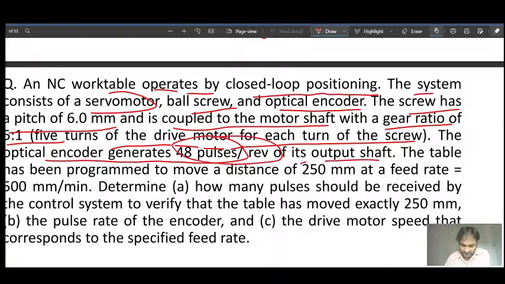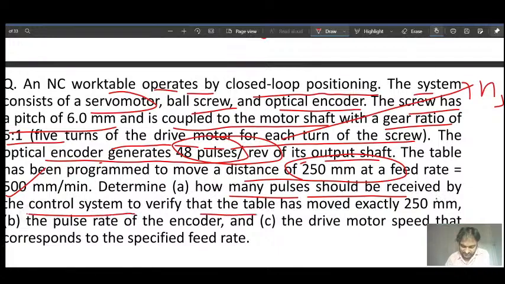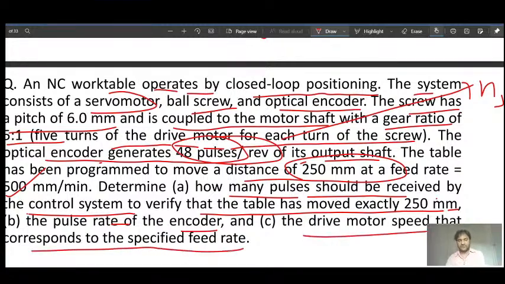If you remember, what does it mean? It is the number of slots, NS. The table has been programmed to move a distance of 250 mm at a feed rate of 500 mm per minute. Determine how many pulses should be received by the control system to verify that the table has moved exactly 250 mm, and the pulse rate of the encoder and drive motor speed for the corresponding feed rate. These three values we need to identify.